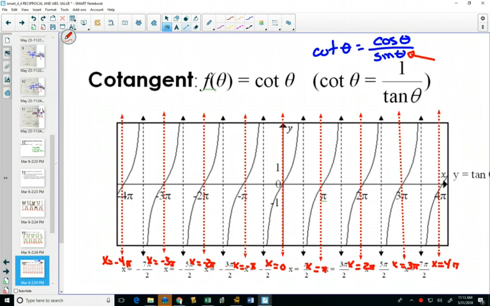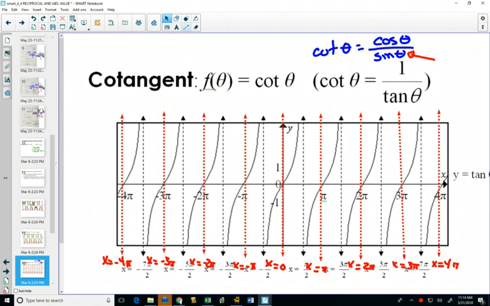With the graph of cotangent, it's a little bit different because a decision had to be made. Are we going to graph cotangent as equal to 1 over tan? If you graph cotangent equal to 1 over tan, you would have an asymptote at y equals 0. But if you graph cotangent as cos over sine, you do not.